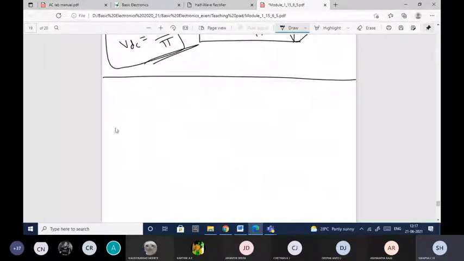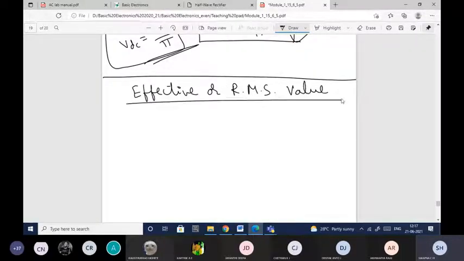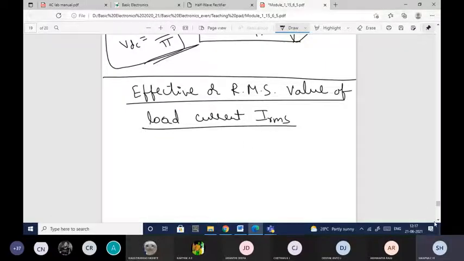I hope you would have learnt this in basic electrical also, related to the RMS value, the effective value. Can anybody tell me how to find the effective or RMS value? You know the significance, right? What is the use of finding the RMS value? Here I need to find the effective or RMS value of the load current as well as the load voltage. If I find one, I can find the other. So for load current, it is IRMS.